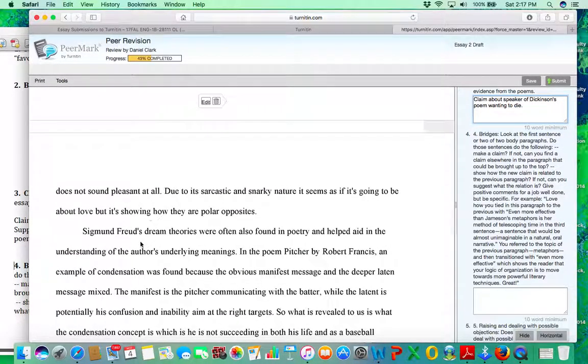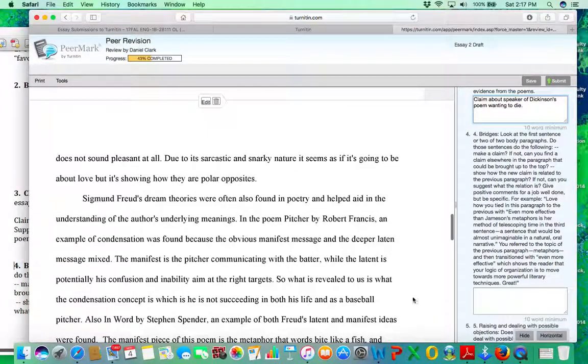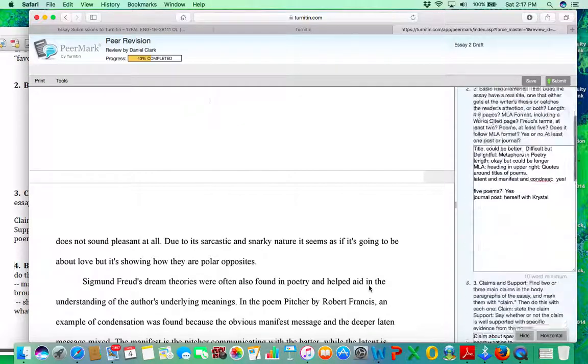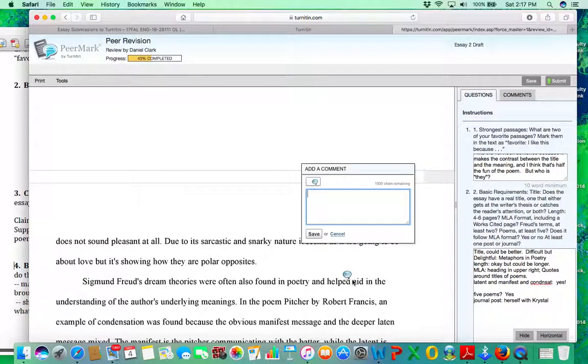So yeah, we could definitely do some work on that. So what is it I've got here? This bridge. Try for deeper bridge. How does latent and manifest relate to the pleasures of poetry, of metaphors?